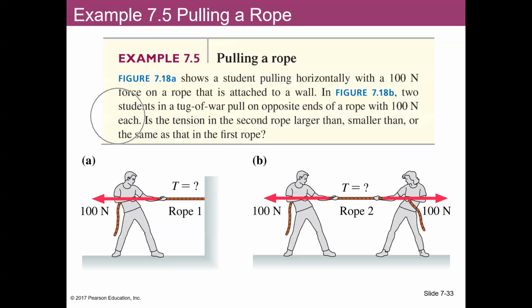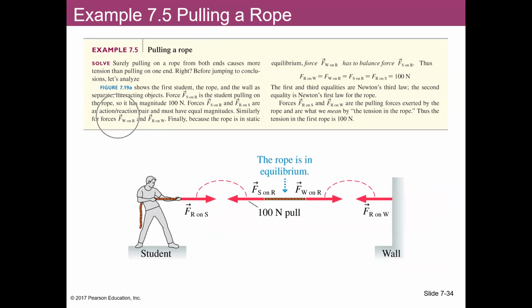This becomes useful, and it's a simple example that's really thought-provoking. You see two people doing tug of war on the right, and then a single person pulling with a rope attached to the wall. When you first look at this picture, you might be tempted to think, well, it's only one person on the left, so the tension must be less. Or, there's two people on the right, so the tension must be twice as much. When in fact, it's the same.